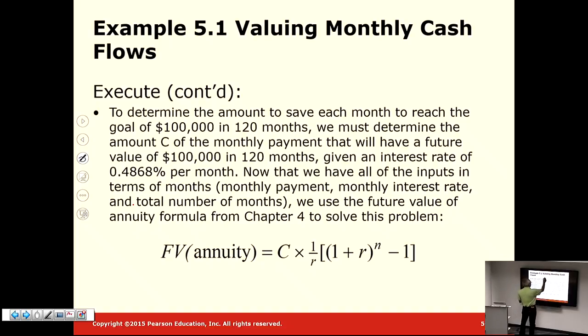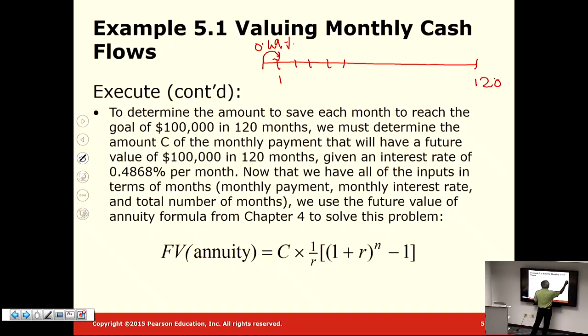be my annual payments? Now I have a series of monthly payments. The interest rate over that period is going to be 0.49%, and this will be from month 1 to month 120, so 12 months, 10 years. So my future value I already know is 100,000. I know the periodic interest rate is 0.49. I know the number of periods to be 120.